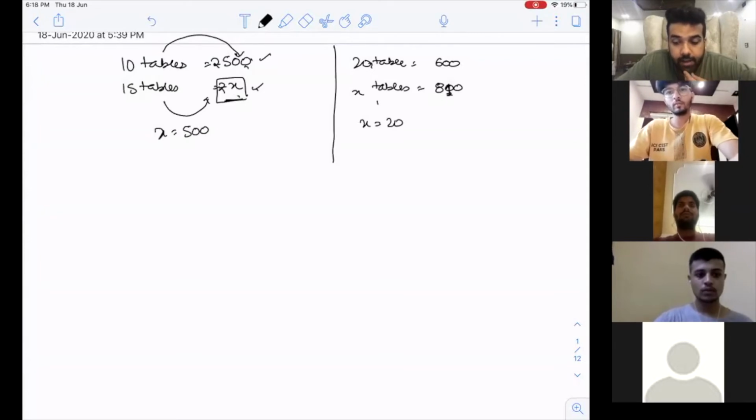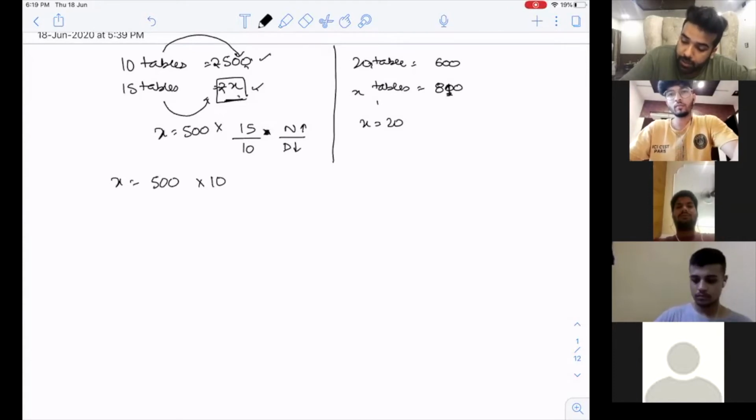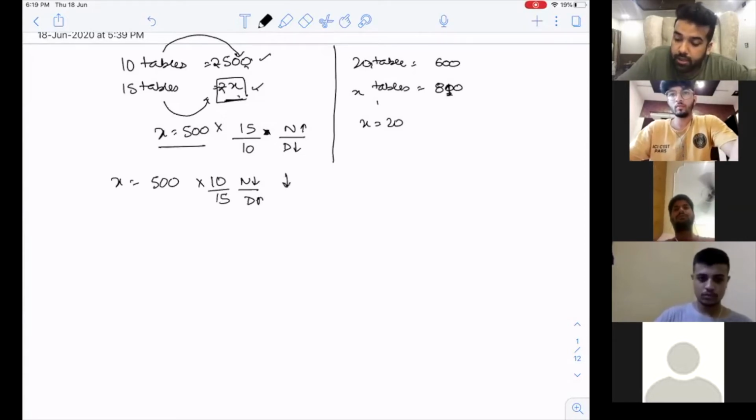If 10 tables cost 500, 15 tables will cost more or less? More. Bigger number above, smaller number below. न्यूमरेटर हम बड़ा करेंगे, डिनोमिनेटर छोटा करेंगे. देखो, अगर x को हम 10/15 से मल्टीप्लाई करते, न्यूमरेटर छोटा कर देते और डिनोमिनेटर बड़ा कर देते, वैल्यू कम हो जाती. हमें तो वैल्यू ज्यादा चाहिए ना.